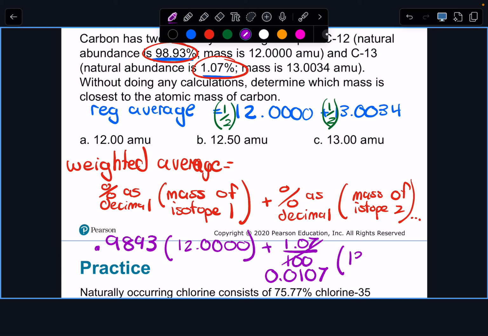Okay, and then times the mass of that isotope. So that should be the calculation: not 50% of each, but now basically 98, 99 percent of one and 1% of the other. So go ahead and punch that in your calculator. You should get something close to 12, but not exactly 12, because it's not all carbon 12. There's some carbon 13 in there as well.